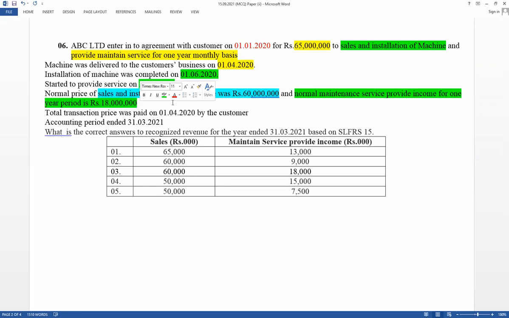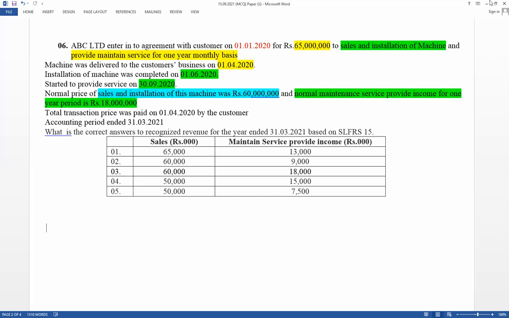If the services were given separately, if we do only the sale, they charge 60 million, and provide maintenance service also. Or if only the maintenance service is given, they charge 18 million. What is the correct answer to recognize revenue as well as maintenance service income? Think about the standalone selling price also given. Prepare working like that.